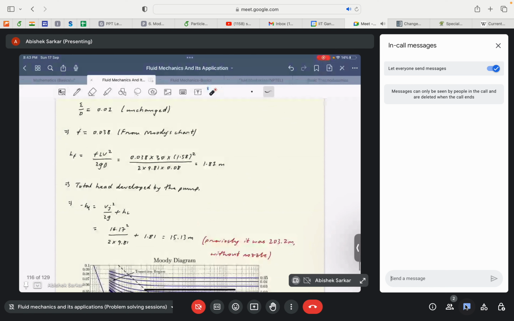So we apply the same equation. Minus H is equal to Vj square by 2g plus Hl. Vj would remain the same because it is the velocity of the jet, so it is 16.17 square by 2 into 9.81, plus 1.81. We get that the required pumping head is 15.13 meter, which is drastically low compared to 2.03. So this is a very huge difference.